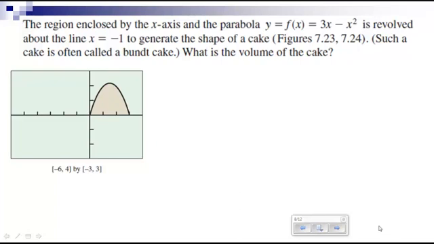Okay, we're going to continue on with our exploration of finding volumes using integrals. Okay, this is really the bundt cake problem. I'm sorry that I called the other problem the bundt cake problem.